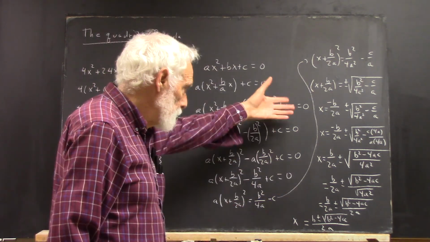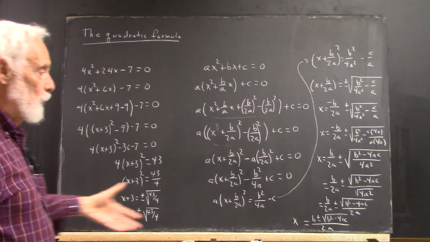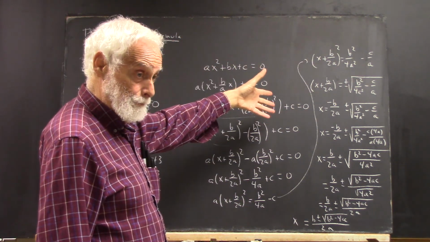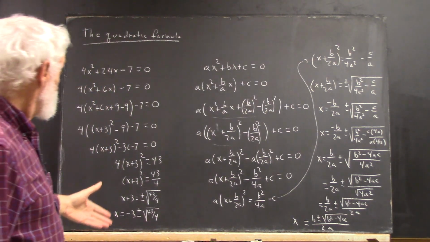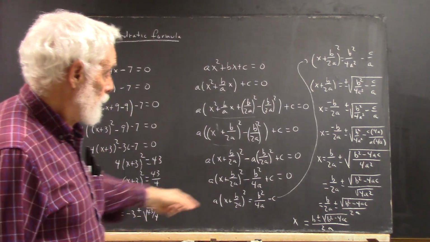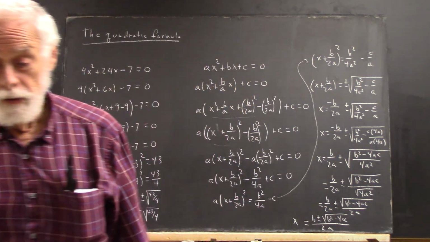Now, because of the symbols, there are more steps here than there were here. But once we've done this, we don't need to do all this. We know it's always going to work out, so that all I've got to do is figure out what a, b, and c are and plug them in to this formula.